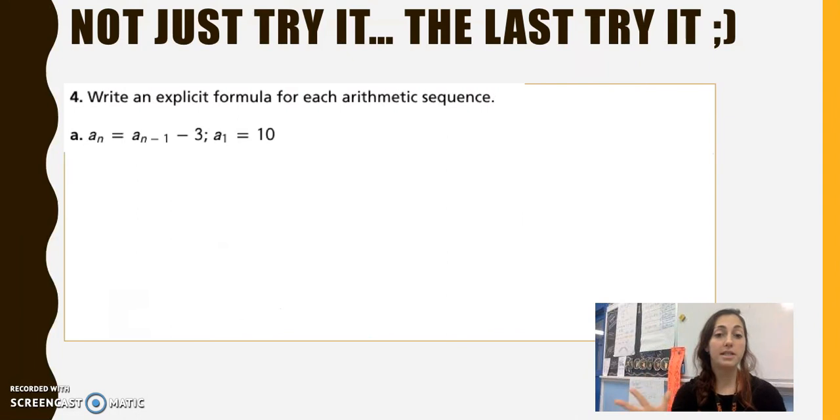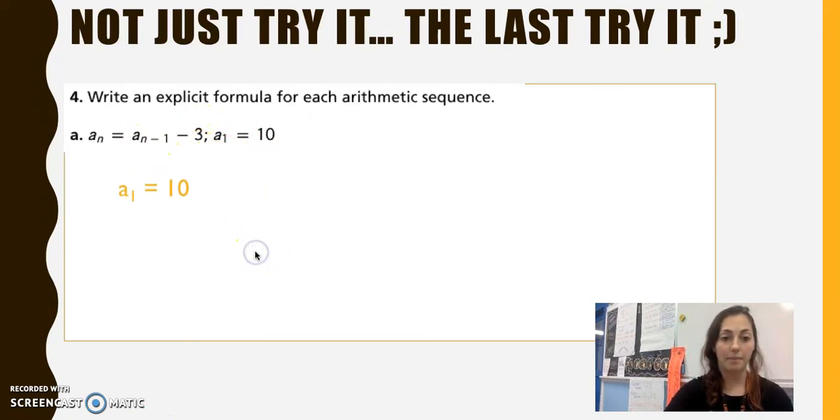This is it. Pause the video. This is your last try it. Write the explicit formula for each arithmetic sequence. I only have one. So same idea. If we have a sub 1 equals 10, and we have the formula a sub n equals a sub n minus 1 minus 3. What does that mean? That means that our common difference is negative 3 and our initial value is 10.